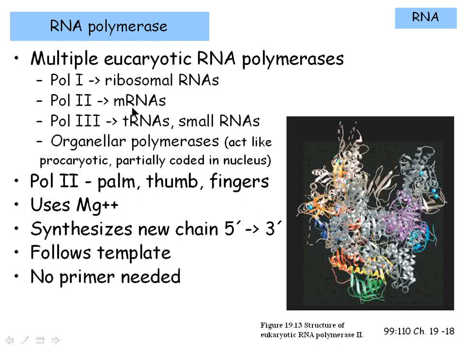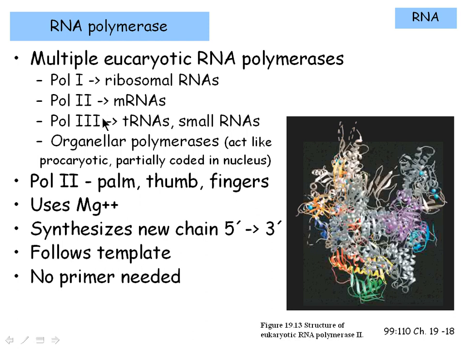Polymerase 2 has as its target the messenger RNAs, so it is responsible for producing all the transcripts that will end up making a protein. Polymerase 3 makes tRNAs and a variety of other small RNAs. One way of remembering the sequence here is it goes from the biggest RNAs to the smallest RNAs in general. That is, in general, the initial transcript of the ribosomal RNAs would be bigger.